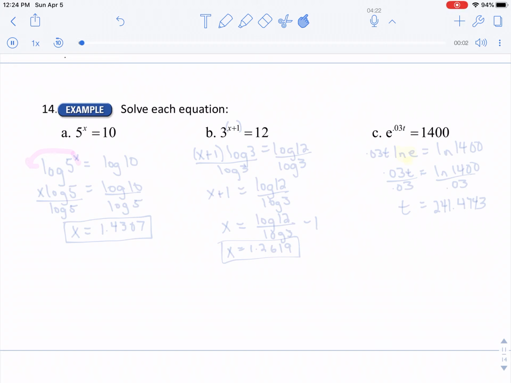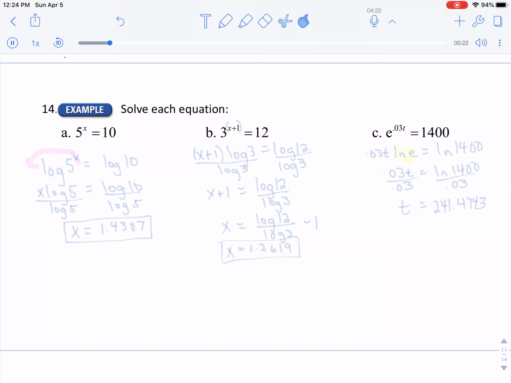This is review for quiz over Unit 5, and we're doing problem number 14. So let's look at A. Is there any way I can rewrite 10 so that its base is 5? Well, 5 to the first power is 5. 5 to the second power is 25, so I can't. That means I have to do something different.